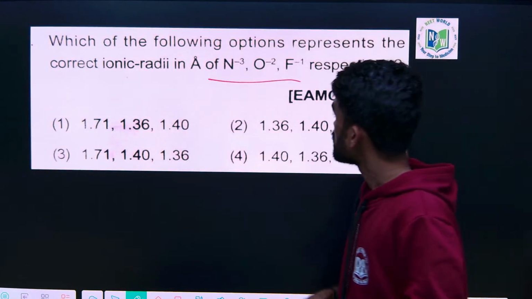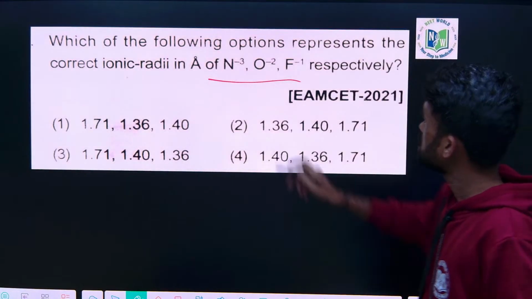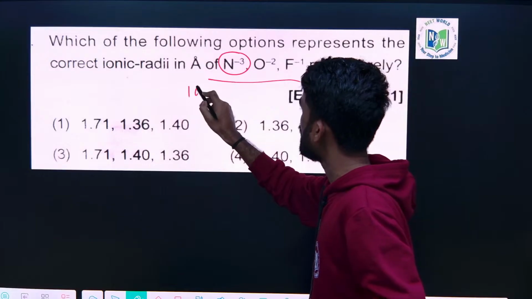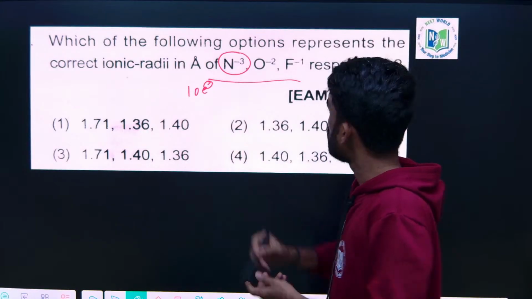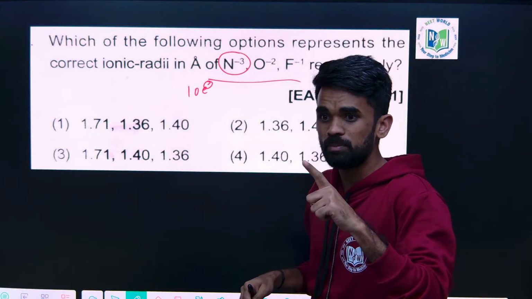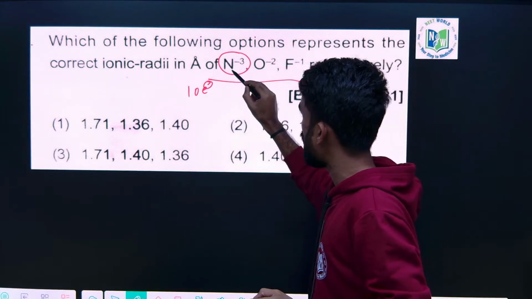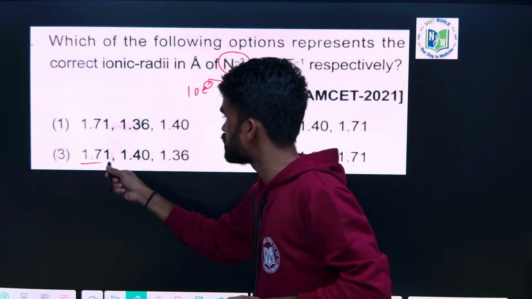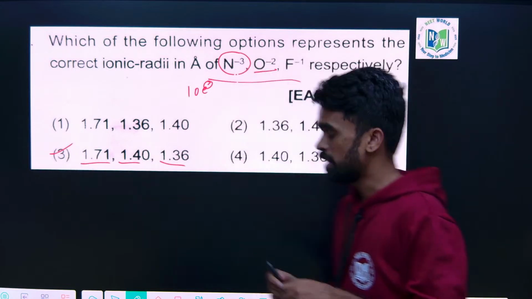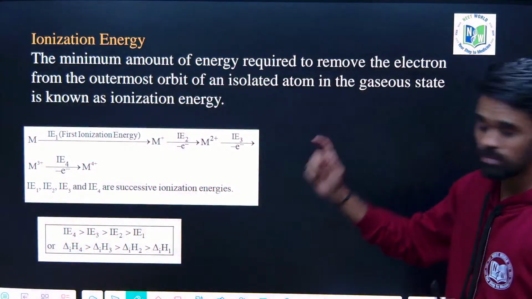Option 3. Why option 3? Because, see, all of them are having 10 electrons in them right now. So the more the negative charge, the more is the electron cloud expansion, so bigger will be the size. So this will be maximum, so that is there in option 3, and after that O minus to S. So option 3. Next we discussed ionization energy.